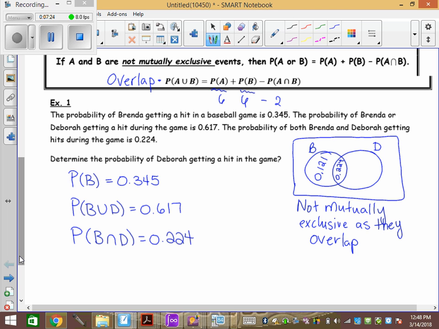Now what can we do next? We can do the OR. So 0.121 plus 0.224, which is 0.345, and subtract off the overlap from 1.0. Subtract that from 0.617. What do you get?